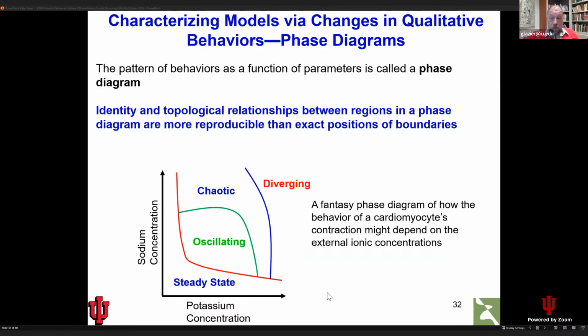So that would be a phase diagram for a non-living material. But these phase diagrams for living materials are one of the key things that we do with the kinds of models that we build in this class.